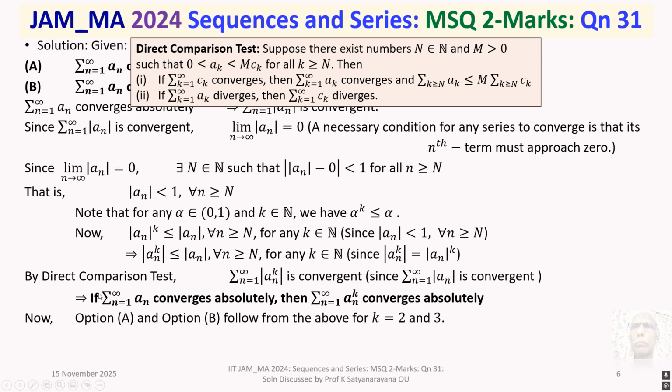What this general proof says: if sigma n equals 1 to infinity of an converges absolutely, then sigma n equals 1 to infinity of an to the power of k converges absolutely for any positive integer k. This is a general result we have proved. If you put k equal to 2 and 3, options A and B will come, and they are also true. So option A and option B are true. We move to the next slide.